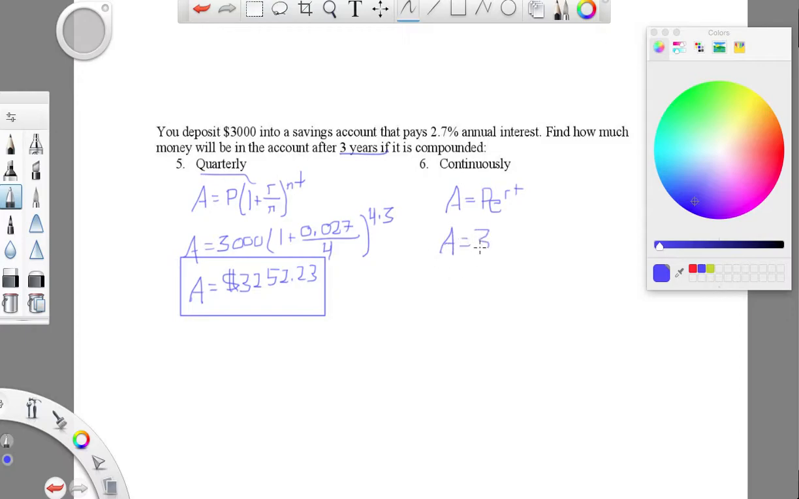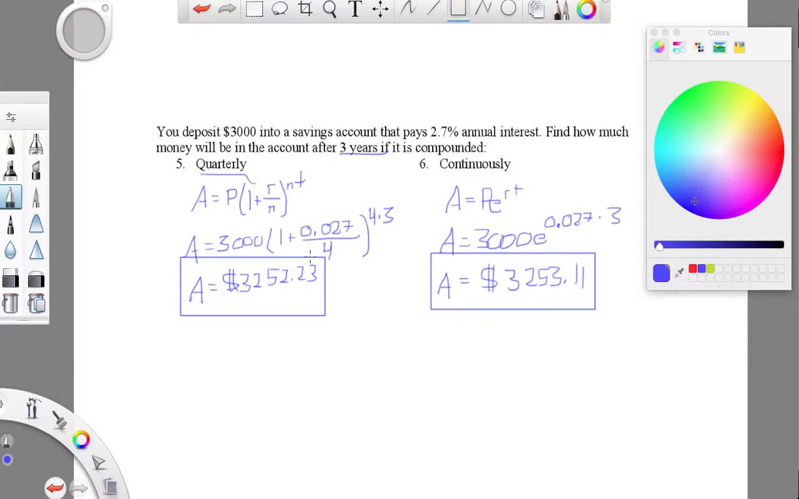Here, A is equal to 3,000 e to the, again, 0.027 times t power. With this, remember, just keep e as e. There is absolutely no need to change that into the true value of e, because remember, it's an irrational number. Don't round that. Just keep it as e in the calculator. All right, so A is equal to, in this case, 3253.11.